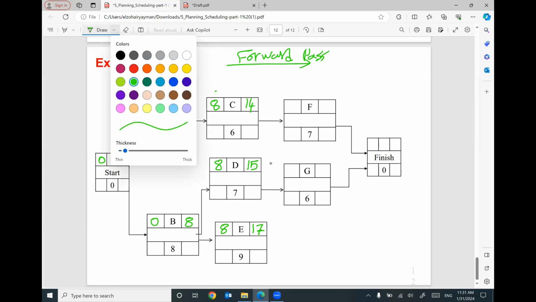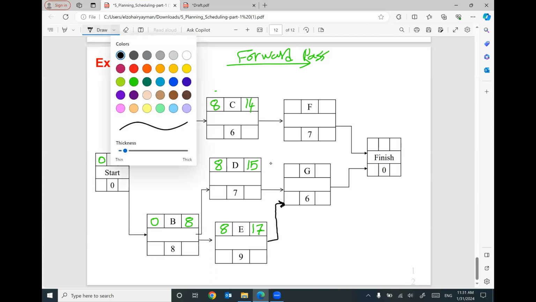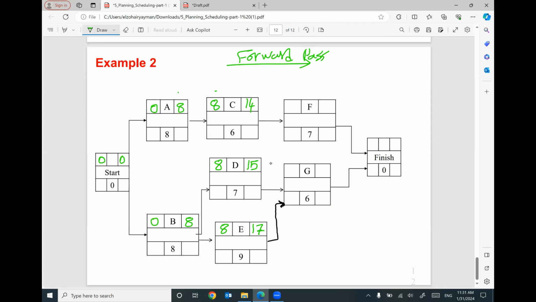Looks like I missed one arrow here. We should have one arrow here, like this. This one is missing. I'm sorry. So for activity F, the predecessor is 14. 14 plus 7 will be 21.